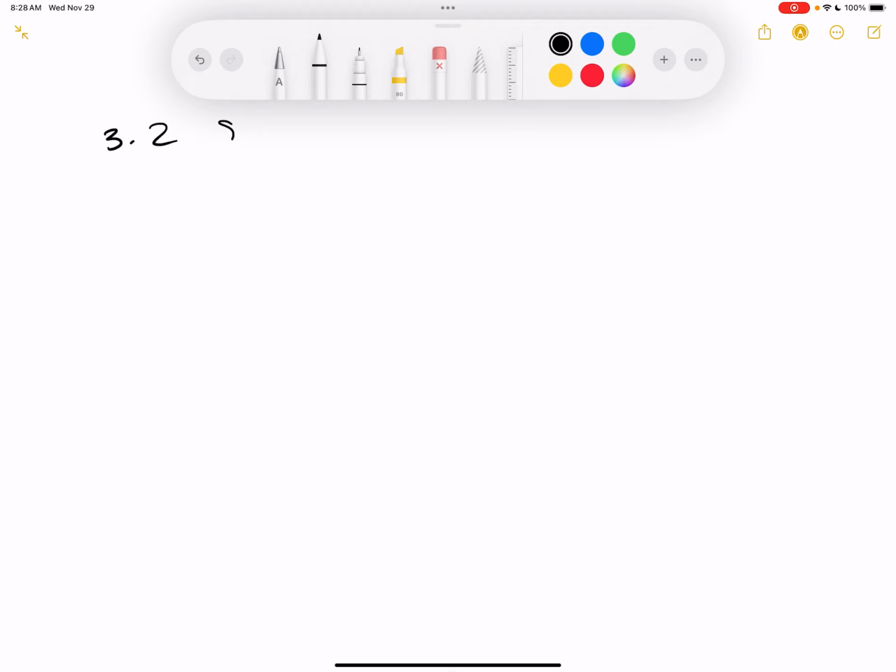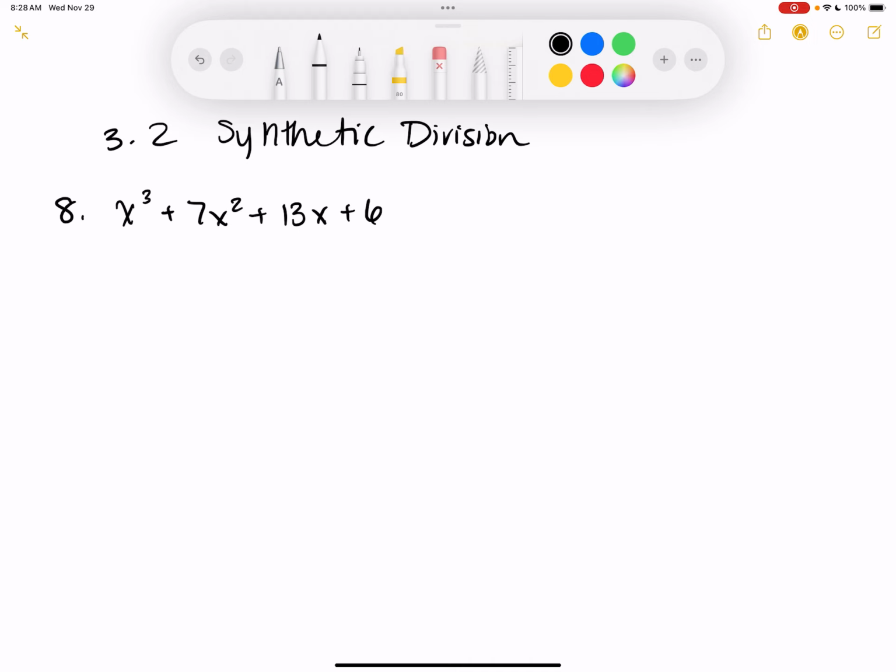3.2, synthetic division. So this is when we have basically a function divided by pretty much the equation of a line. It's just the way that we go about doing that. So we have x cubed plus 7x squared plus 13x plus 6 divided by x plus 2.